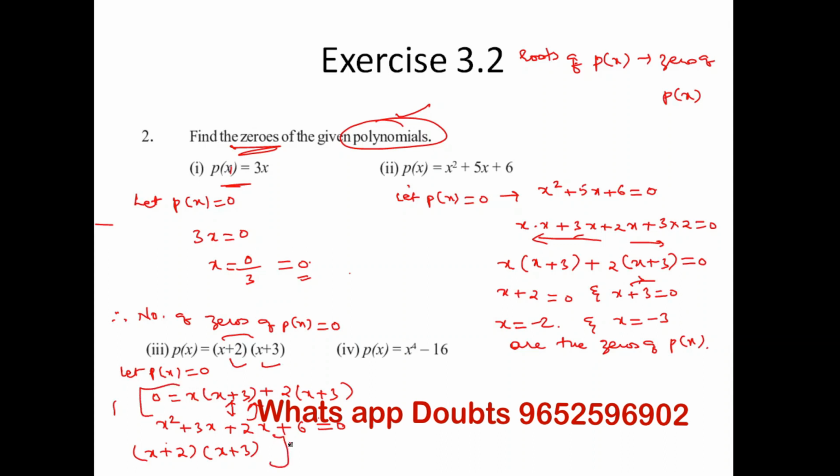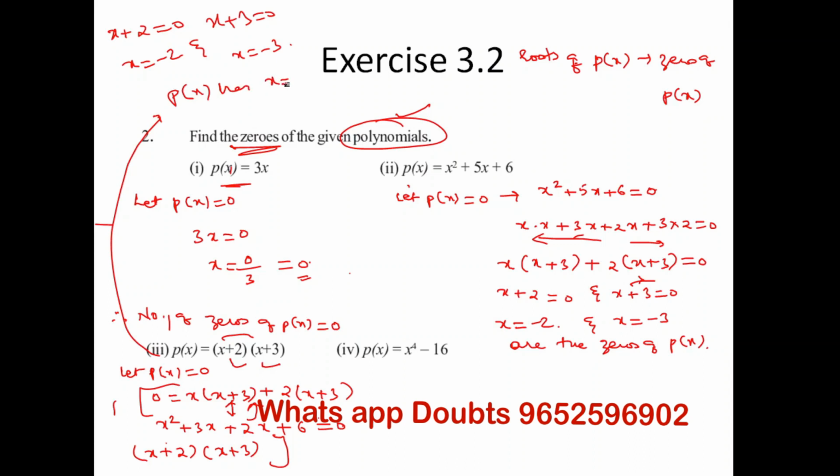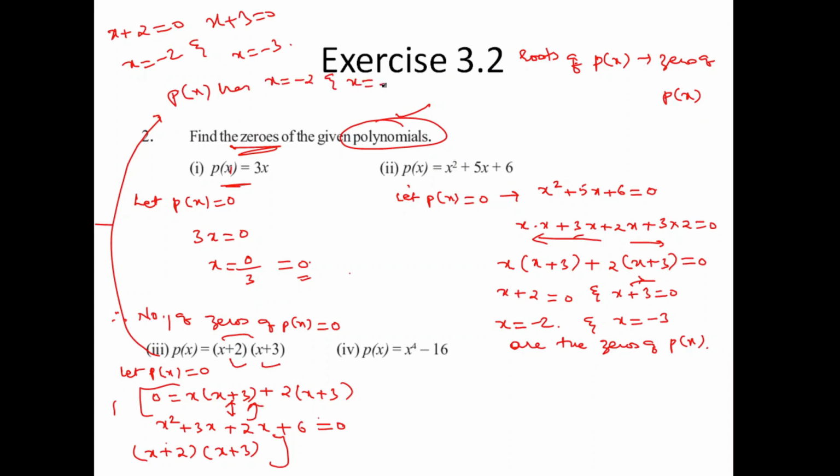Hope it's clear, right? Equating this to 0, I'm writing it up over here. x plus 2 is equal to 0, so x is equal to minus 2. And similarly, x plus 3 is equal to 0, so x is equal to minus 3. So the solution for the third one is that p of x has x equal to minus 2 and x equal to minus 3 as zeros of the polynomial p of x. Okay, good. So let's look at the fourth one over here.